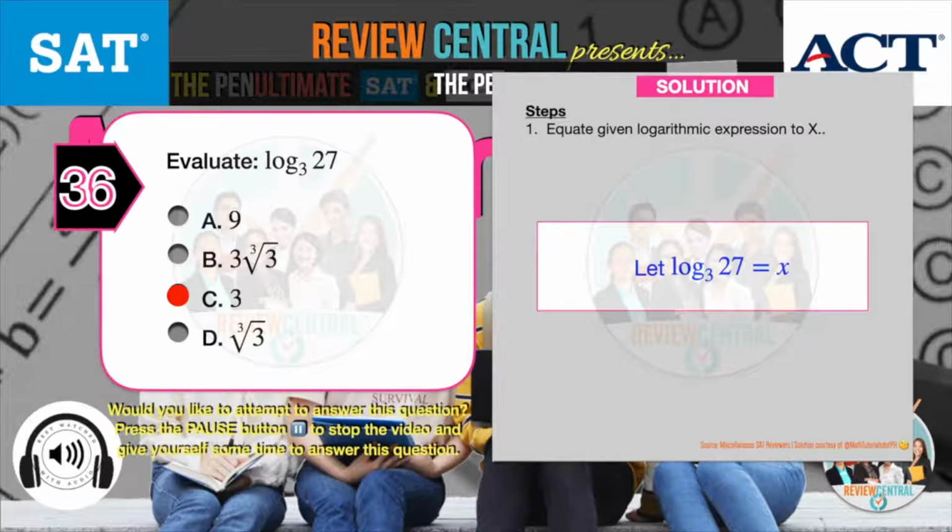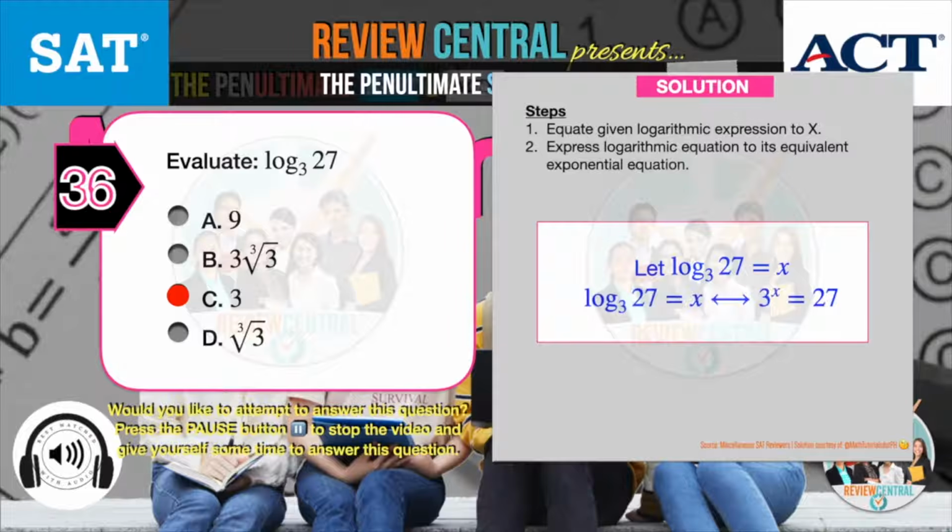Let's equate the expression to x so we have a complete logarithmic equation to work with. Remember that a logarithm is just an exponent. So let's express our equation as an exponent as we've done in our quick review earlier. Logarithm base 3 of 27 equals x is the same as the exponent, 3 raised to x equals 27. So now we can completely forget that this is a logarithm and just treat it as an exponent problem. That, by the way, is the key to solving most logarithm problems.